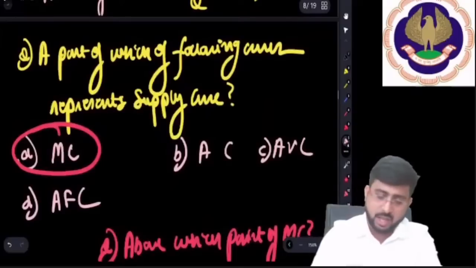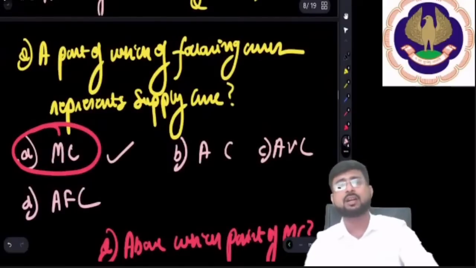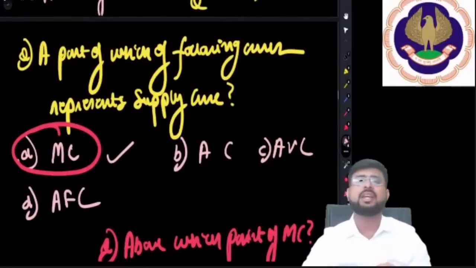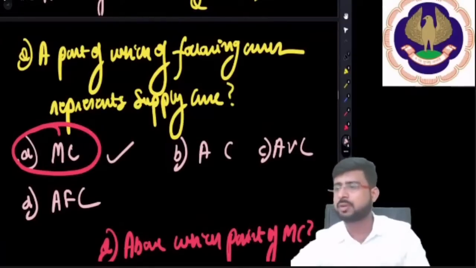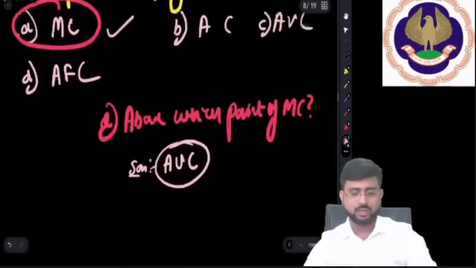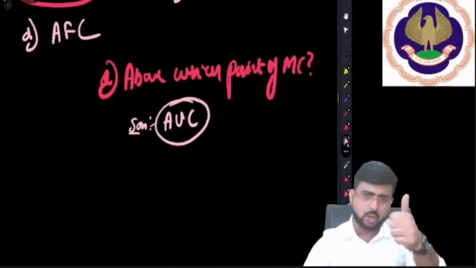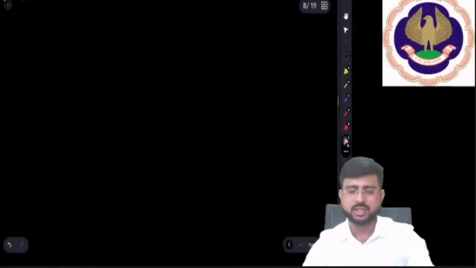So yes, part of the MC curve is the supply curve. Above which point? Above the AVC, or above the shutdown point. Correct? So very good here. You are correct, so don't worry. Both the answers you have told are correct.